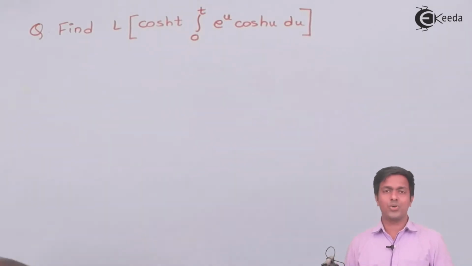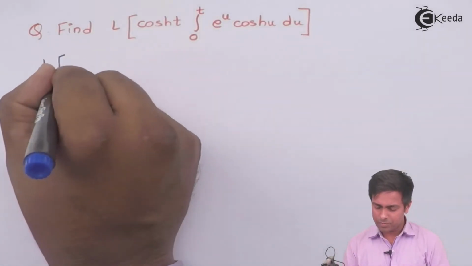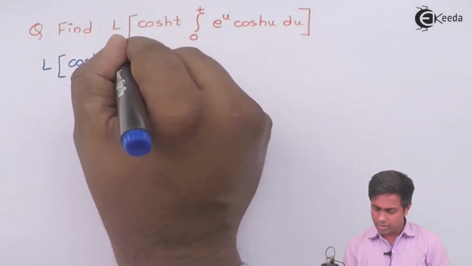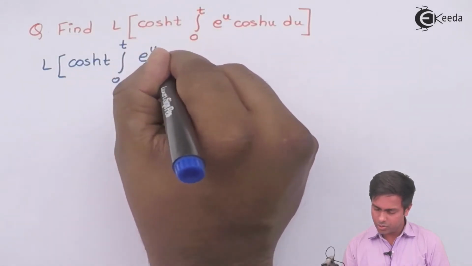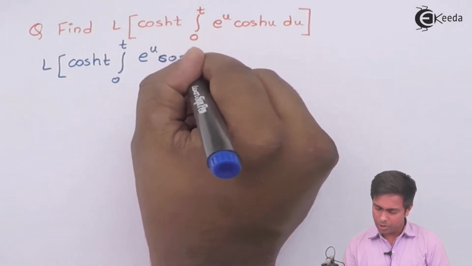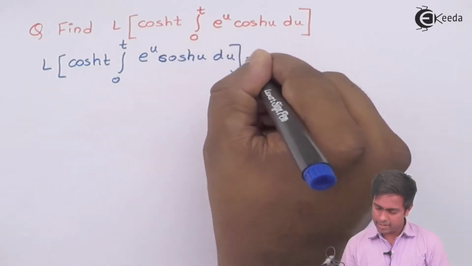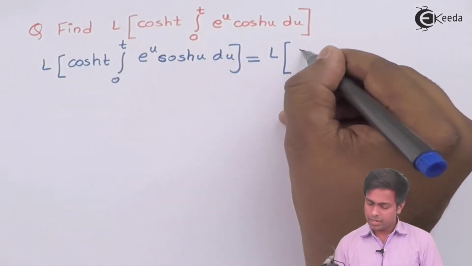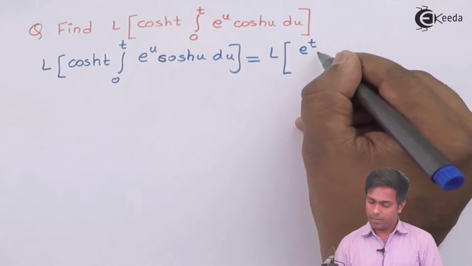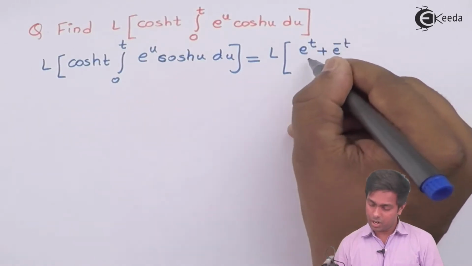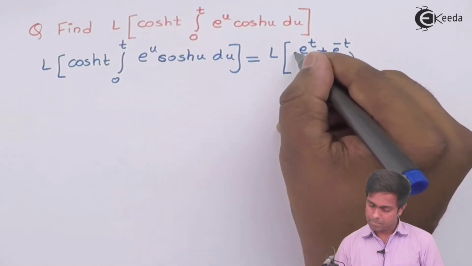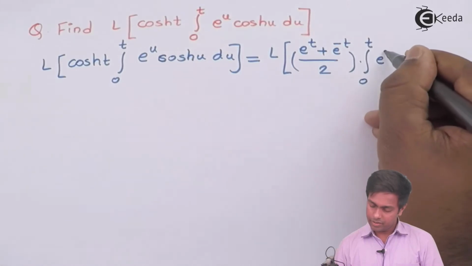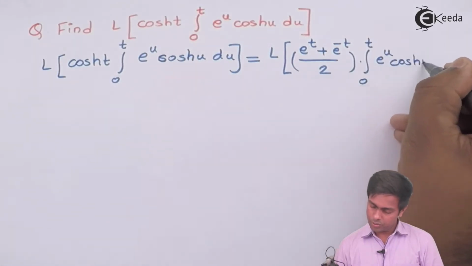So here I'll show you that Laplace of hyperbolic cos t integral 0 to t e raised to u hyperbolic cos u du is nothing but Laplace of, so this hyperbolic cos t is e to the power t plus e to the power minus t upon 2, into integral 0 to t e to the power u hyperbolic cos u du.